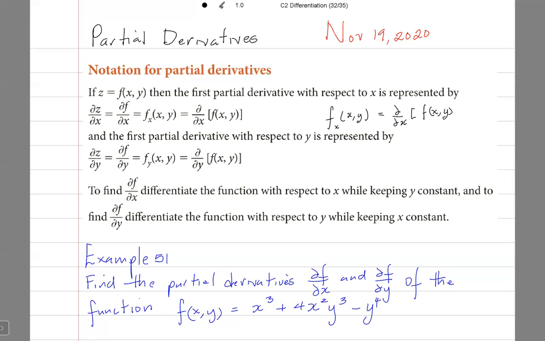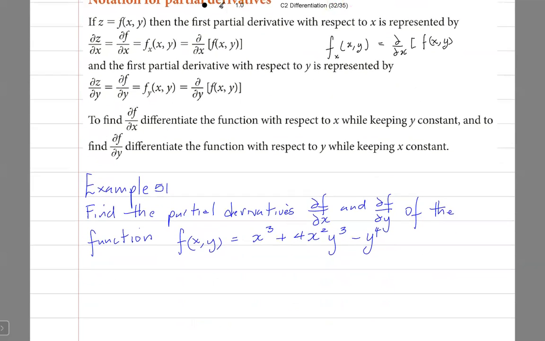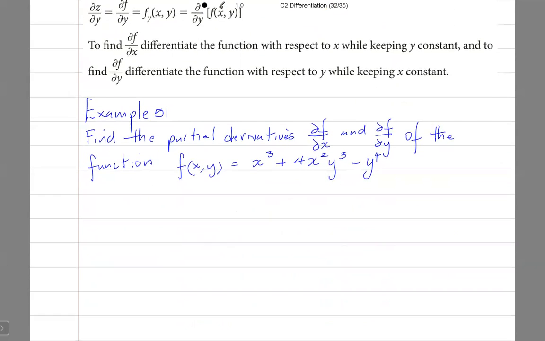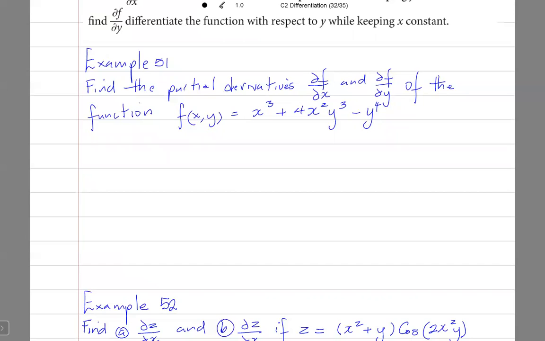Here it is. To find del f by del x, we differentiate the function with respect to x while keeping y constant. And to find del f by del y, we differentiate the function with respect to y while keeping x constant. All right, so I'm going to show you what that means. I'm going to do example 51, then I'm going to ask you to do example 52.